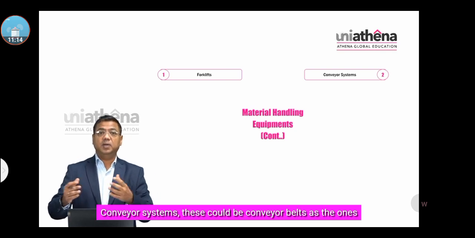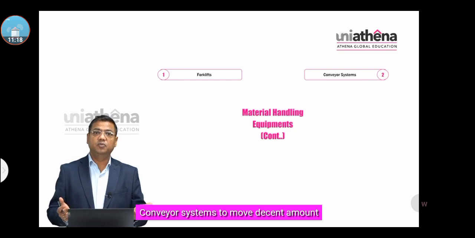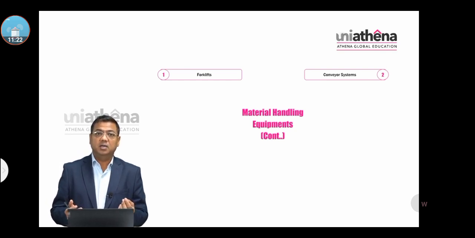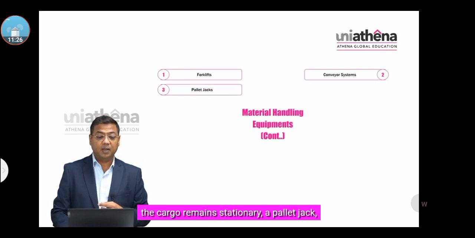Conveyor systems. These could be conveyor belts like the ones that we see at the airport. Conveyor systems move a decent amount of heavy cargo from one place to another. The conveyor belt moves, the cargo remains stationary.